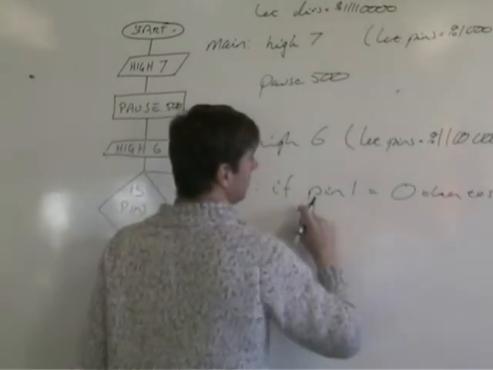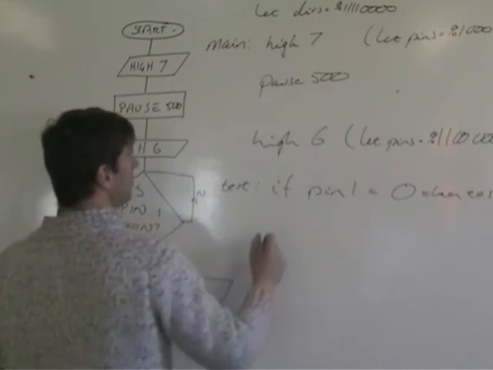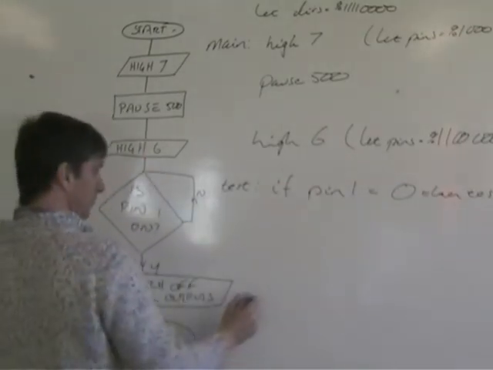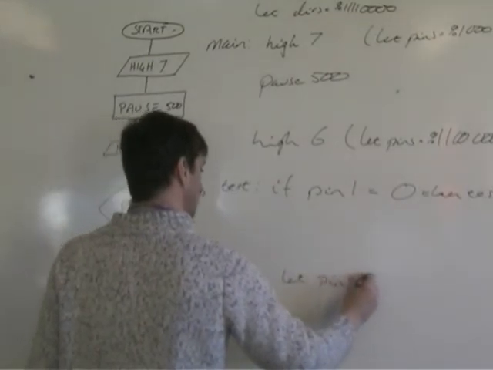Okay. As soon as pin 1 equals 1, it comes down and does whatever we've got here. So it's switching off all the outputs. So we just say let pins equal to 0.